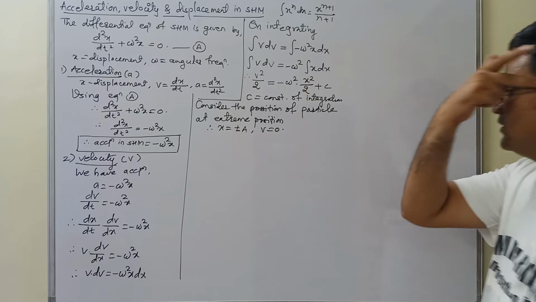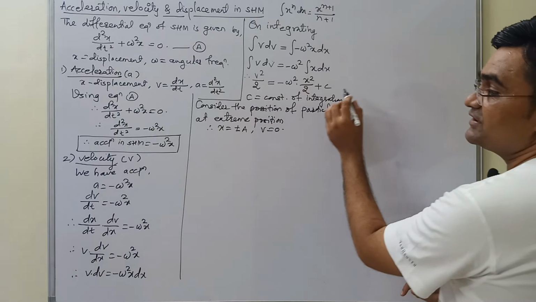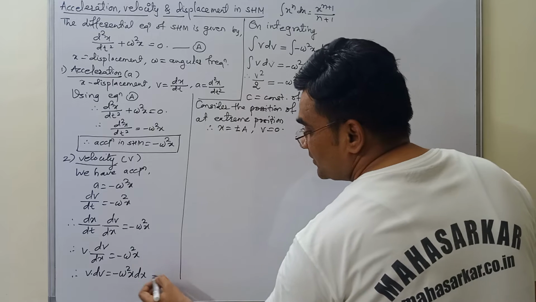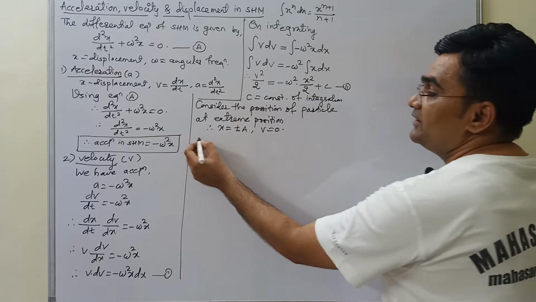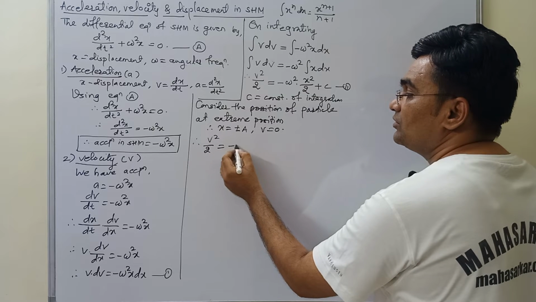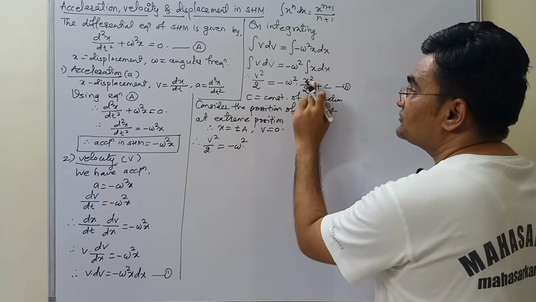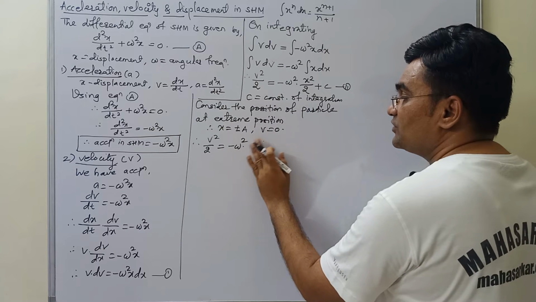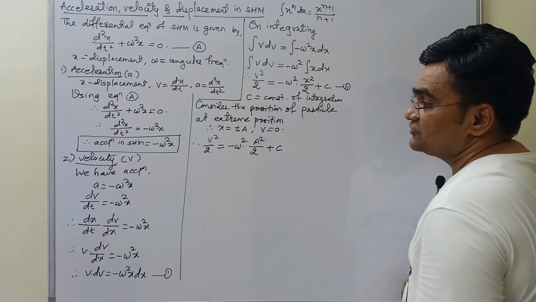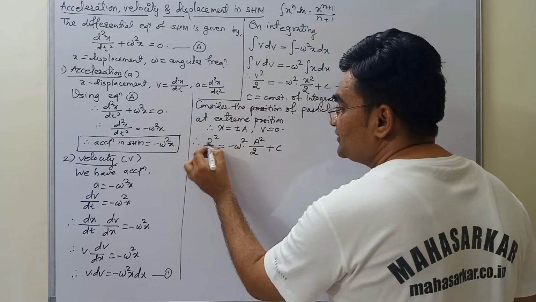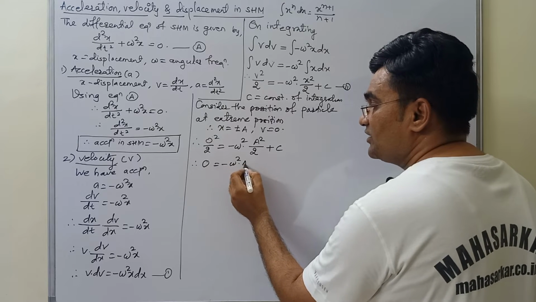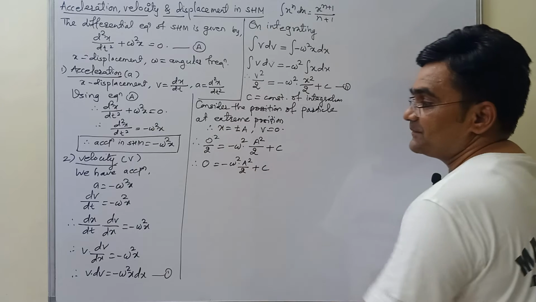0. So if I substitute this value in, say, this is equation number 2, where this will be equation number 1, what will we get in equation number 2? I will get v square upon 2 equal to minus omega square. The value of x will now be a, so it will be a square upon 2 plus c. Sorry, this v is 0, so it will be 0 square. So finally it is 0 equal to minus omega square into a square upon 2 plus c.